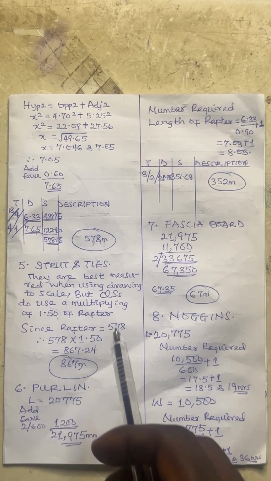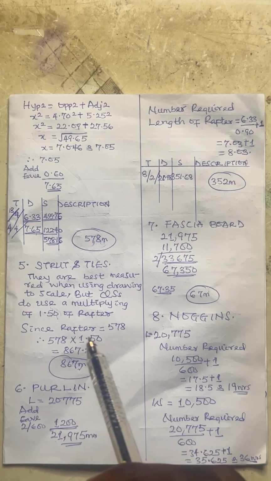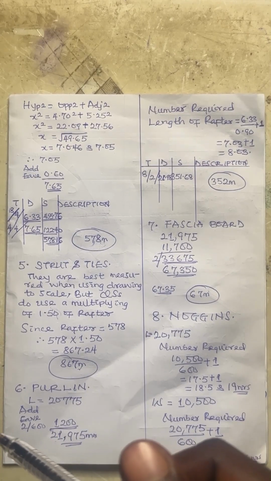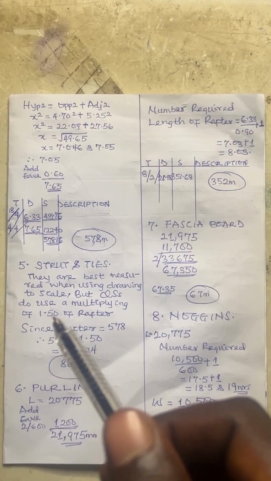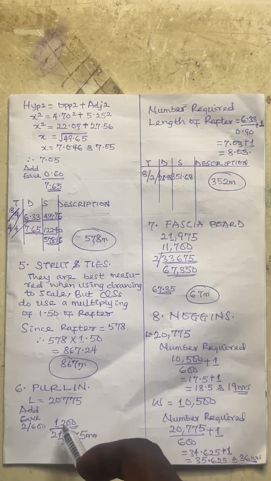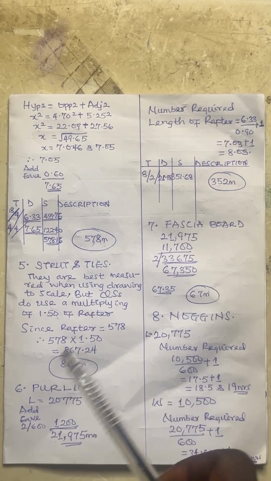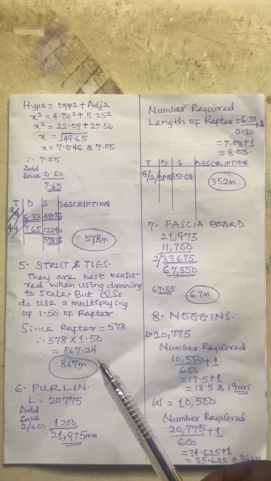Then we need to add projection, the eaves, so that we meet with the fascia board we want to construct to. So we added it. That's why we have 21,975 mm here.